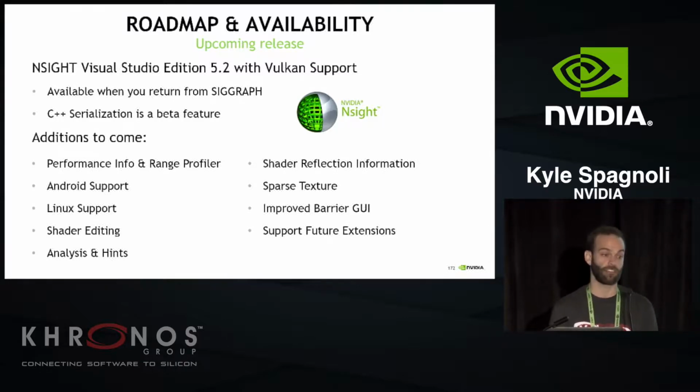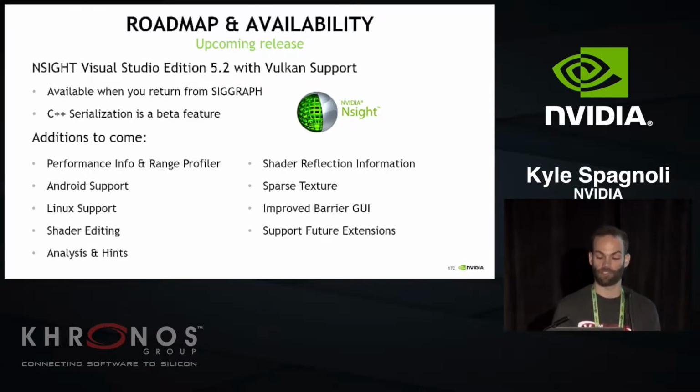We'd also like to add shader reflection information. Currently, we don't actually parse any of the information from the SPIR-V. There's a lot of labels and whatnot you can add in there, and we'd like to add that into our API inspector. We have limited sparse texture support. We do fully support it in D3D12, so it's a matter of porting over the GUIs for that, but as we heard, there's not too many people using sparse textures yet.